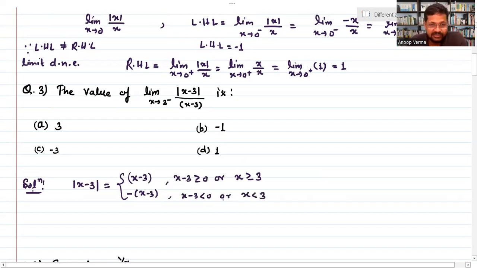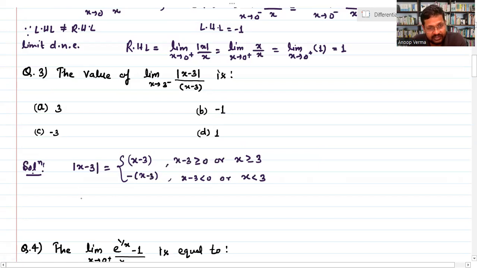Okay, so modulus of x minus 3 is just opened in such a way. If you are going to calculate the limit x tending to 3 minus of mod of x minus 3 divided by x minus 3, then because we have the minus, it means we are taking the function value when x is less than 3, because we are approaching 3 from the left side.